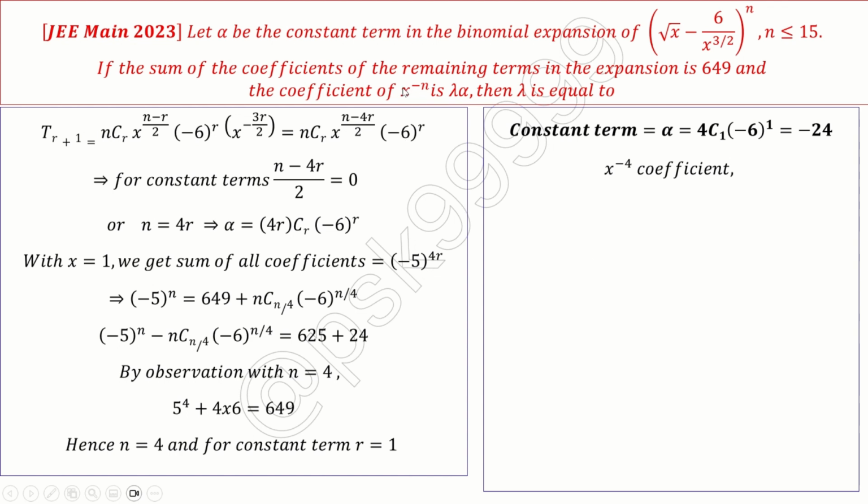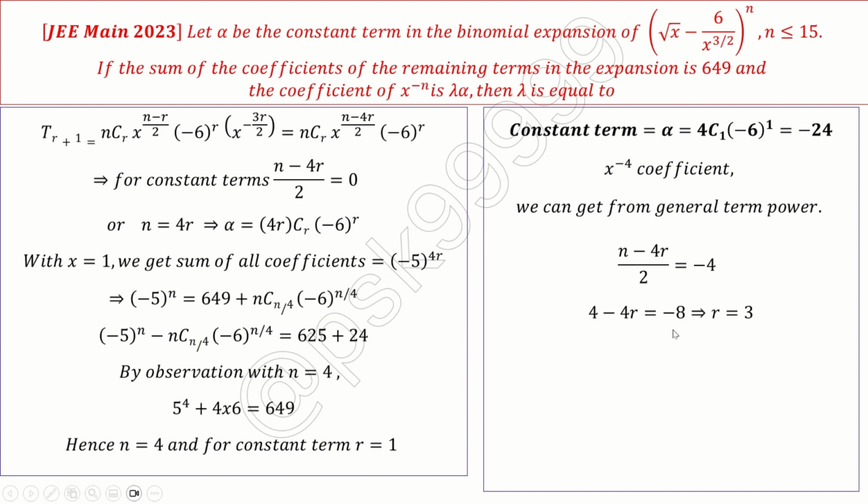Okay. Now all I need is, because n equal to 4, the x to the power of minus 4 quotient. Okay. Again, I will take it from the general term, the x power. This is nothing but minus 4. So I get my r as 3. Okay. So if I substitute, the quotient of x to the power of minus 4 is 4c3 into minus 6 whole to the power of 3. Okay. This is my lambda alpha. Correct. This is my lambda alpha.